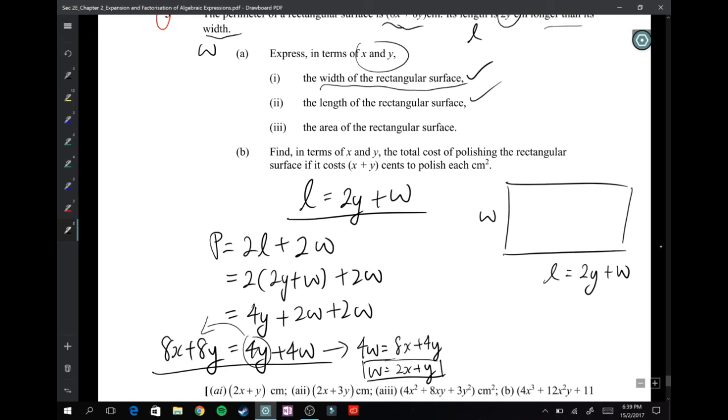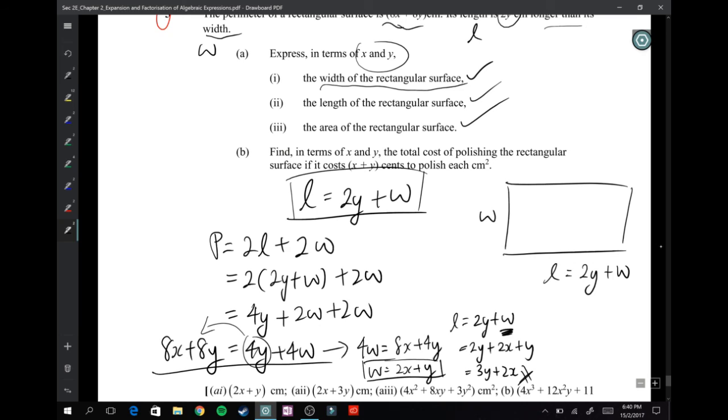The length of the rectangular surface. So L equals 2y plus W, right? You know W is now 2x plus y. So you're going to rewrite first, L equals 2y plus W, and replace this. So it becomes 2y plus 2x plus y. You get 3y plus 2x. Okay, remember, write your units.